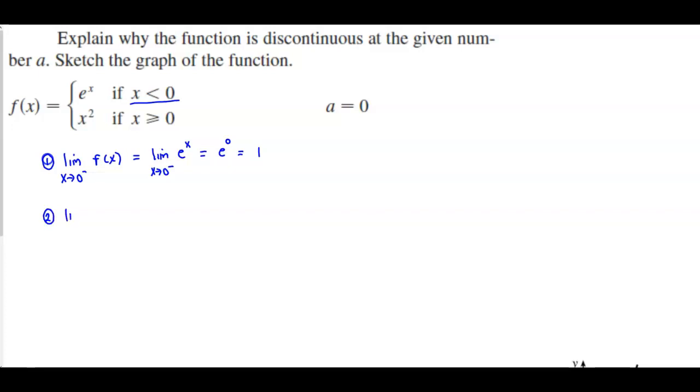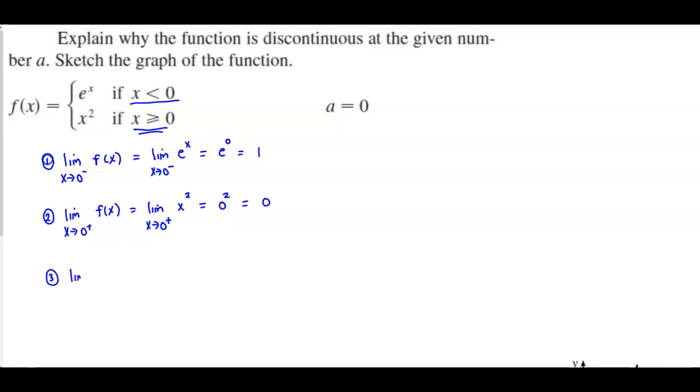Now, if we take a look at the limit as x approaches 0 from the right of this function, here we have x is greater than or equal to 0, which is approaching 0 from the right. So as the limit is approaching 0 from the right of the function x squared, we have 0 squared, which is equal to 0. So what does that tell us?